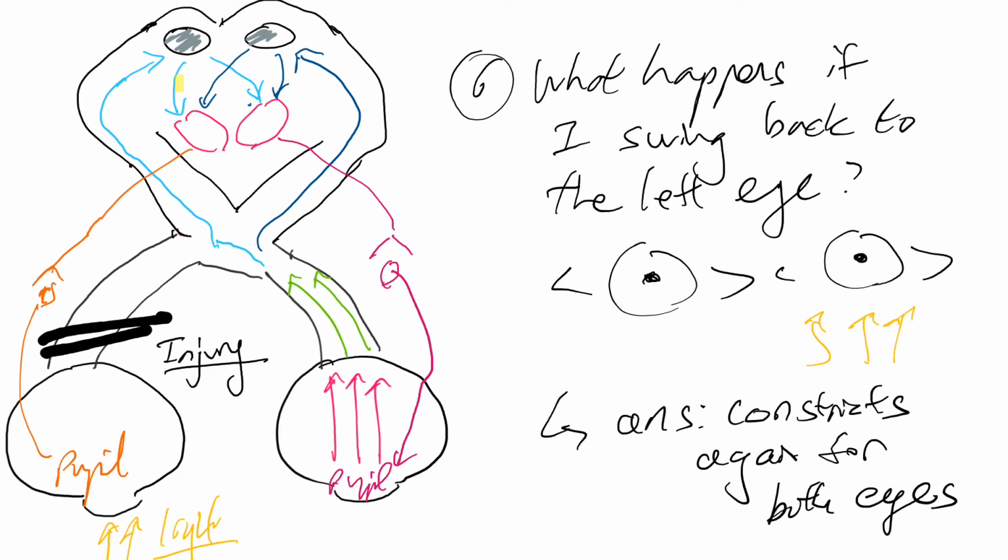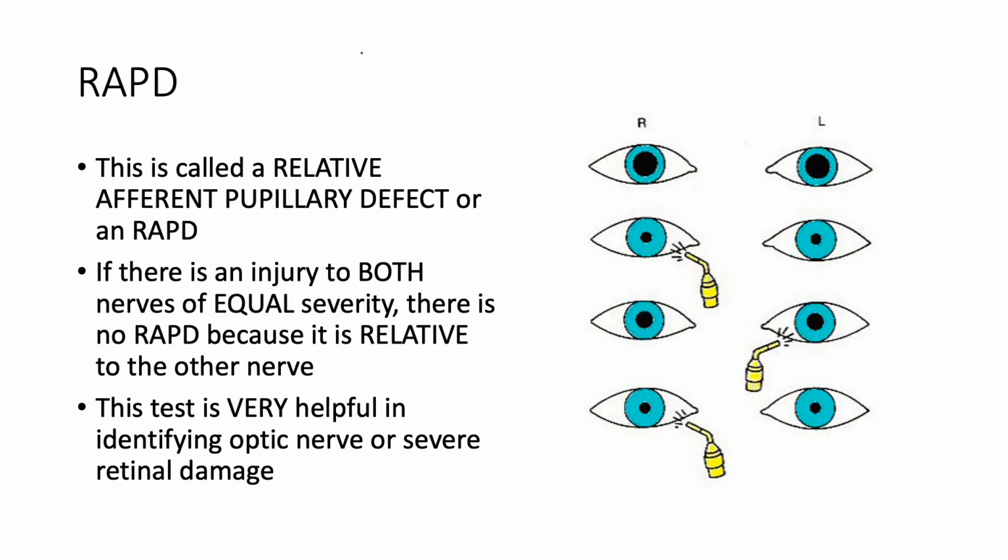So what happens if I swing it back to the left eye? Well, it's the same answer as before. The pupil will constrict for both eyes. So this is called the relative afferent pupillary defect, or an RAPD.